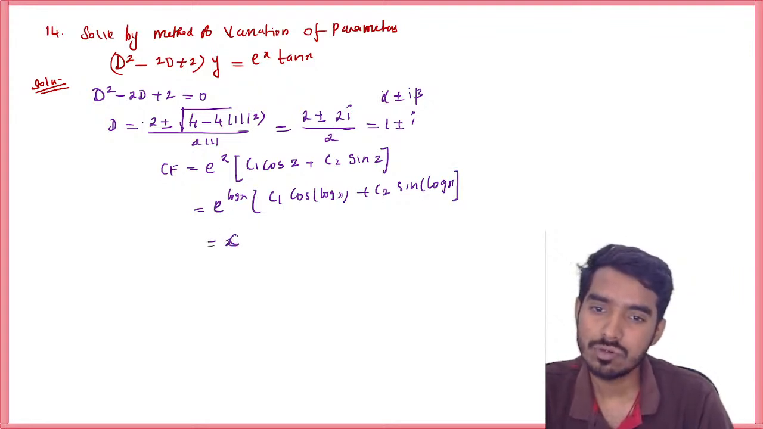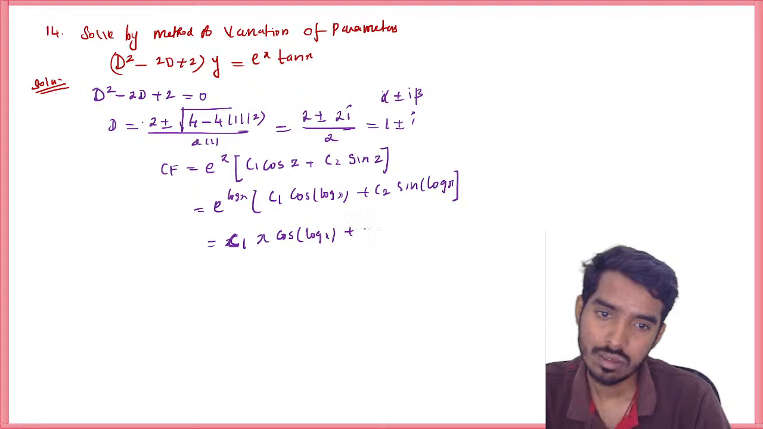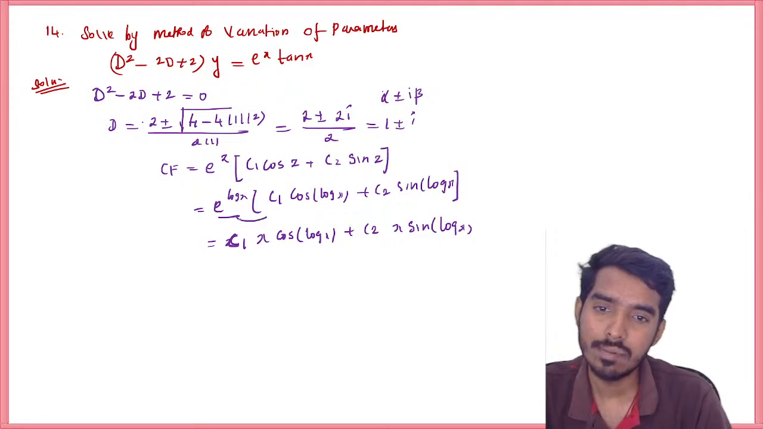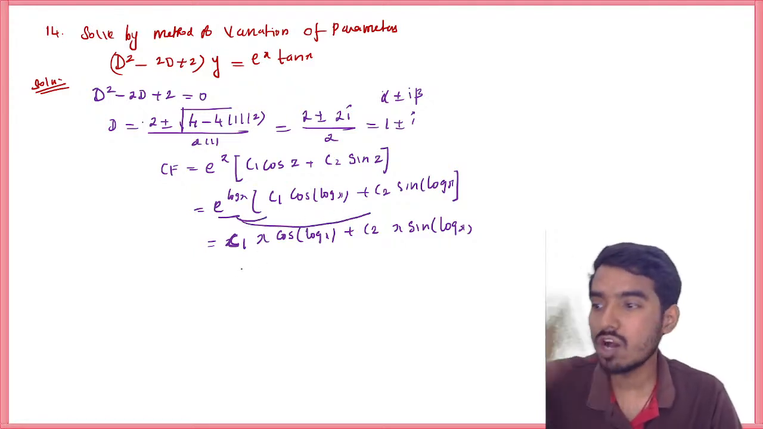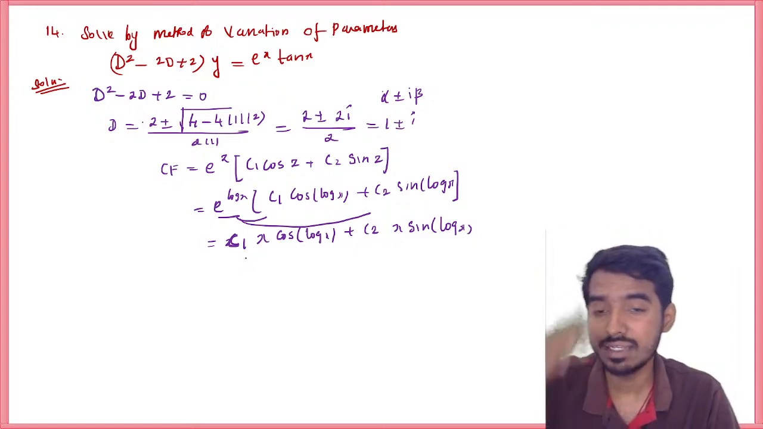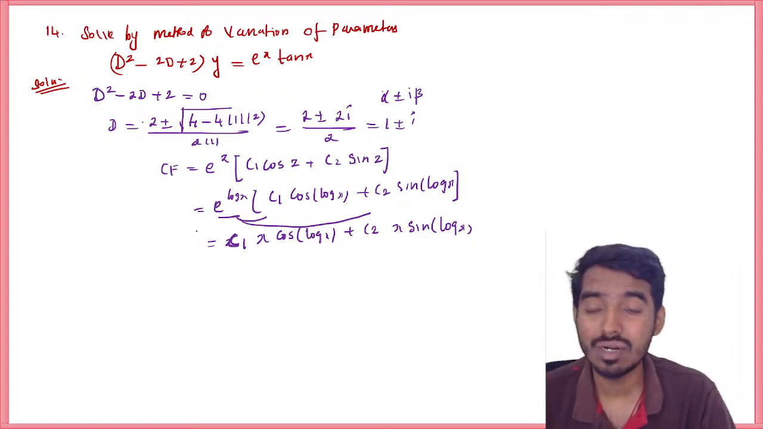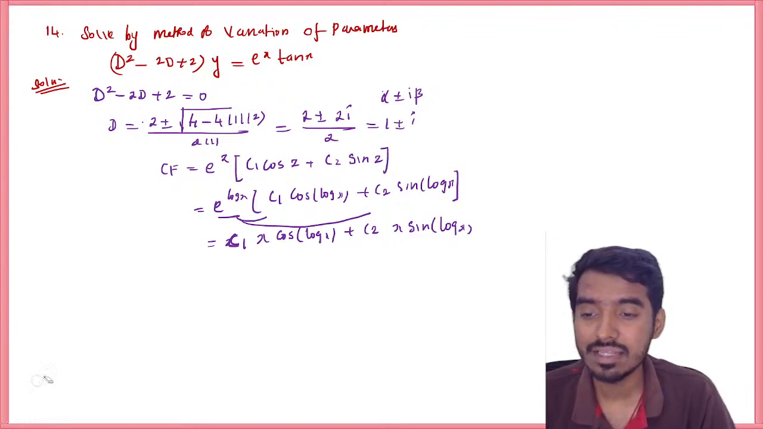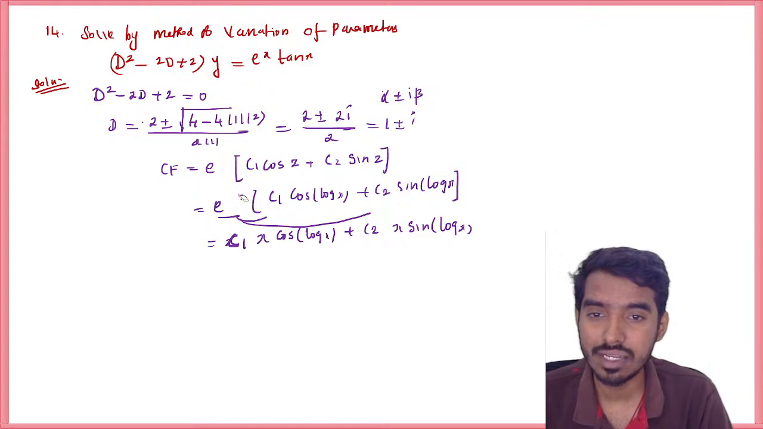So we have c1 x cos of log x plus c2 x sin of log x. So u of x is x cos of log x and v of x is x sin of log x, multiplying these two terms. Sorry, we don't have z here, because it is second order with constant coefficients.